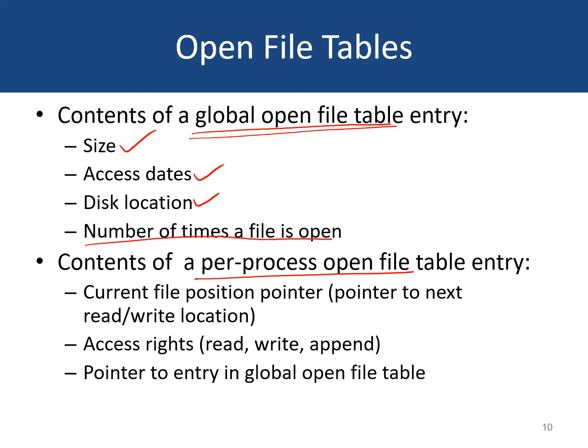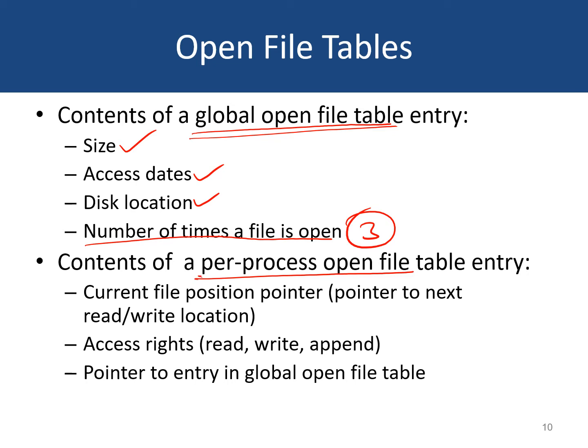So essentially the number of times a file is open in the system, or the number of processes that are accessing this file right now. So for example, if processes P1, P2 and P3 are accessing a file foo simultaneously, this would be 3. The count would be 3.